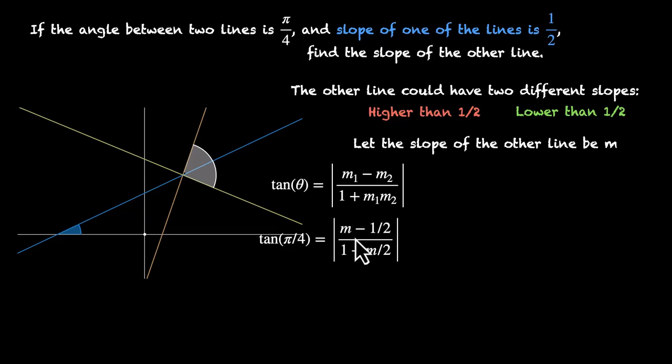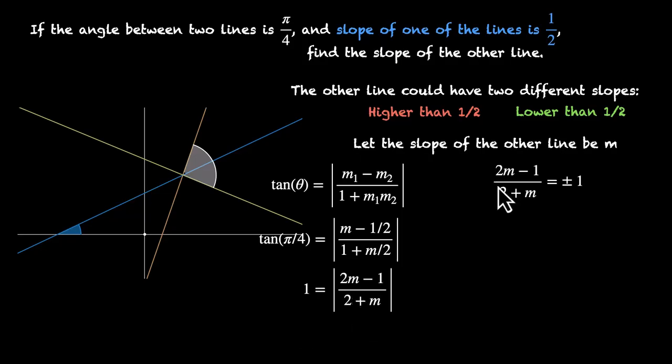Let's say m1 is m minus half by 1 plus m times half, so that's m by 2. Tan pi by 4 is 1, which means here we can take 2 as LCM and cancel it out. This is 2m minus 1 and this is 2 plus m. So on the right hand side we have mod of (2m minus 1) by (2 plus m), and on the left hand side we have 1. And now we need to solve this equation. Because we have a mod, we'll probably get two values of m.